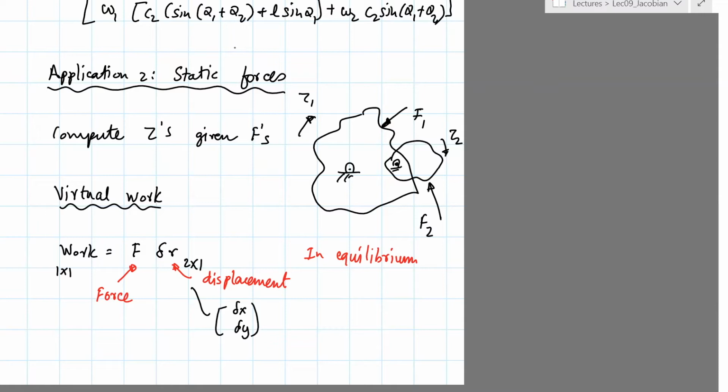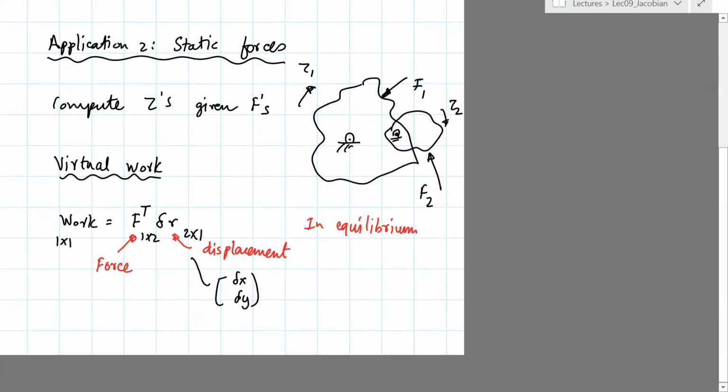And since all the forces are also 2 cross 1, fx, fy, that is, there's F1, F2, but they will have an x and y component. For this multiplication to make sense, I need to take the transpose of F, because the way we've defined F it is 2 cross 1, but when you take the transpose you have 1 cross 2, and then when you multiply, you get 1 cross 1. The other way of thinking of this is the dot product, which is a scalar. So that's the work done.